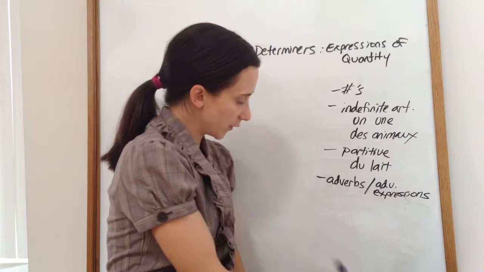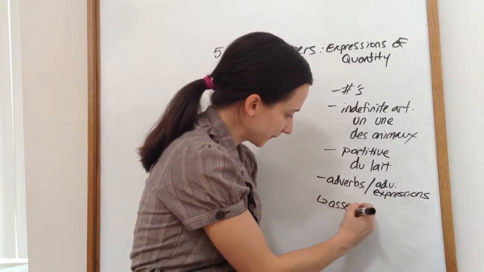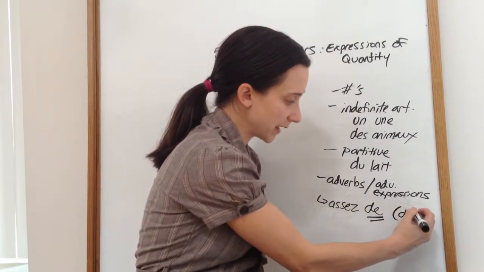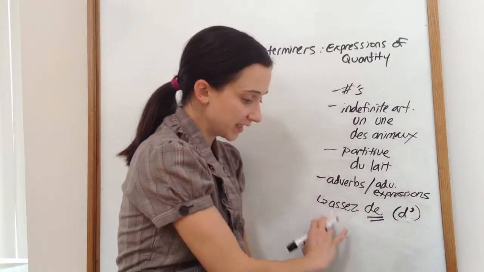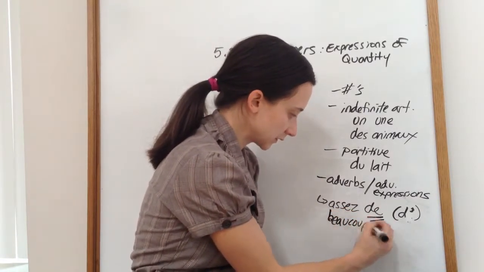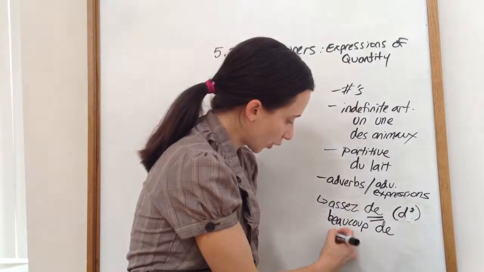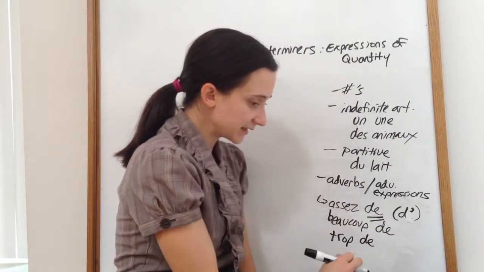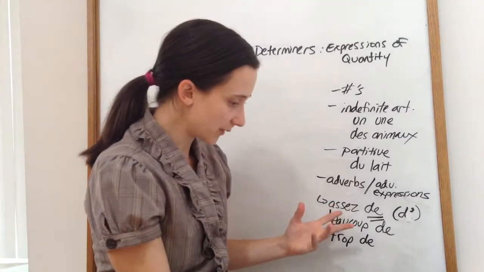So, our adverbial expressions, we have them in English. We have assez. We're always going to use de, or if it's followed by a vowel, d apostrophe. So, enough of, assez de, beaucoup de, always followed by de or d apostrophe, trop de, too much of. That's pretty self-explanatory.